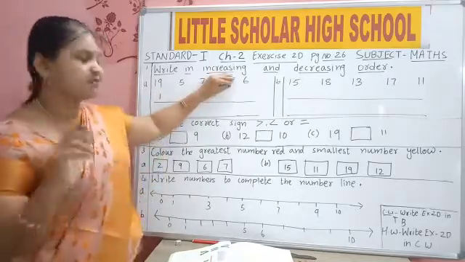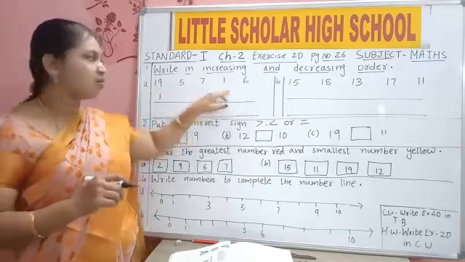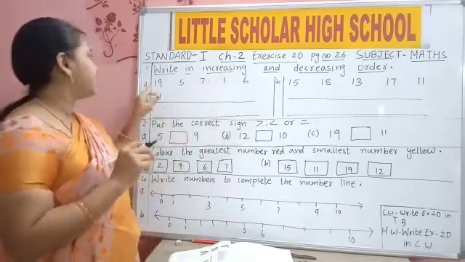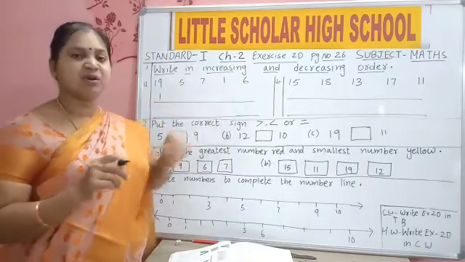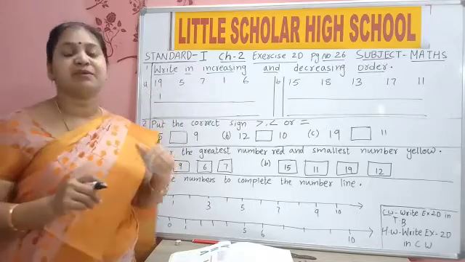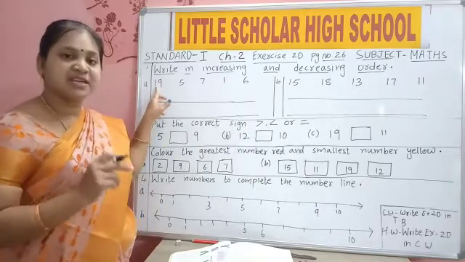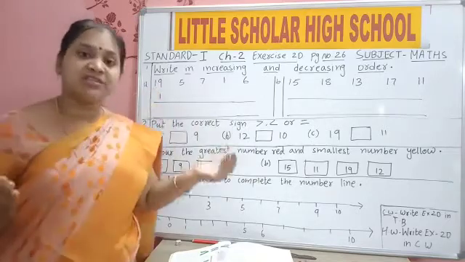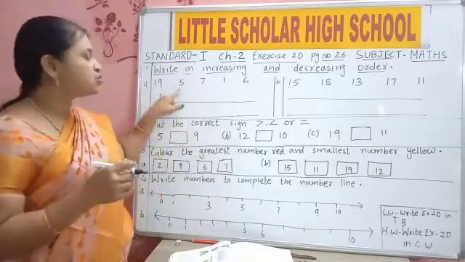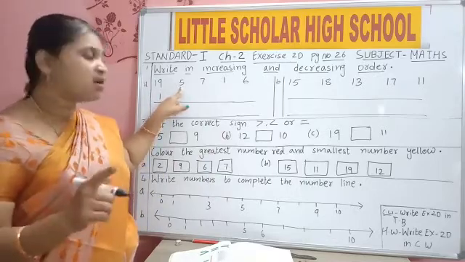Now 1 is completed. We will go to the next numbers: 19, 5, 7, 6. Among these, which is the next smallest? 19 is a 2-digit number, so it is a greater number. A 2-digit number is always greater than a 1-digit number. So now we should compare the 1-digit numbers first.